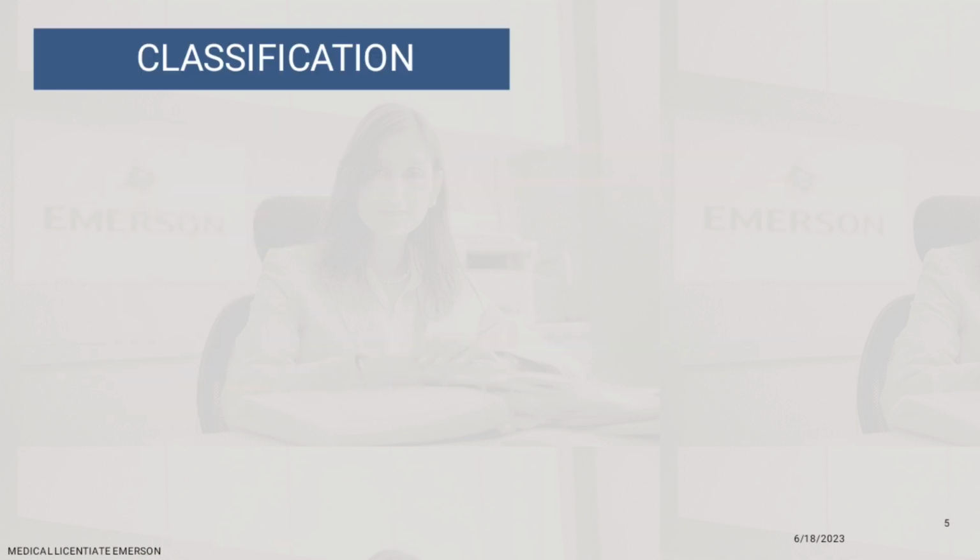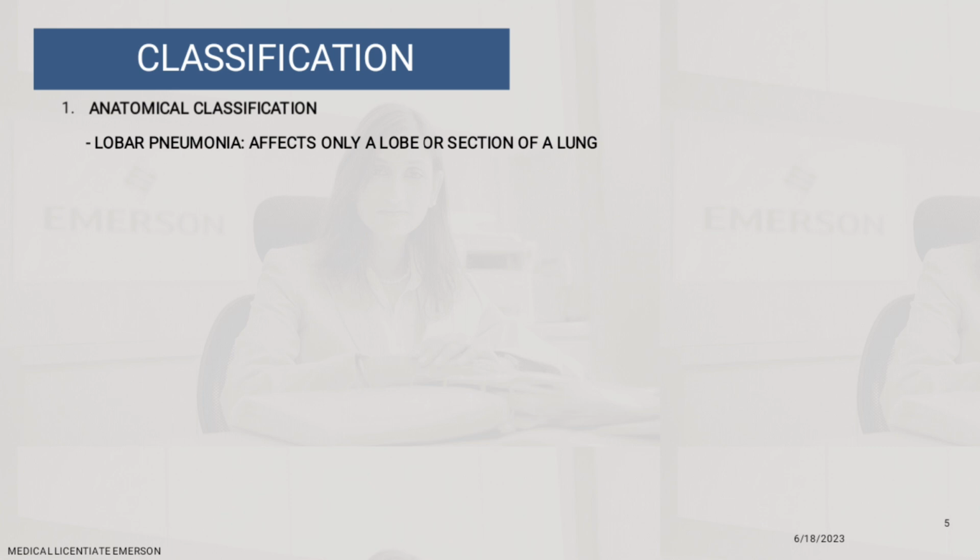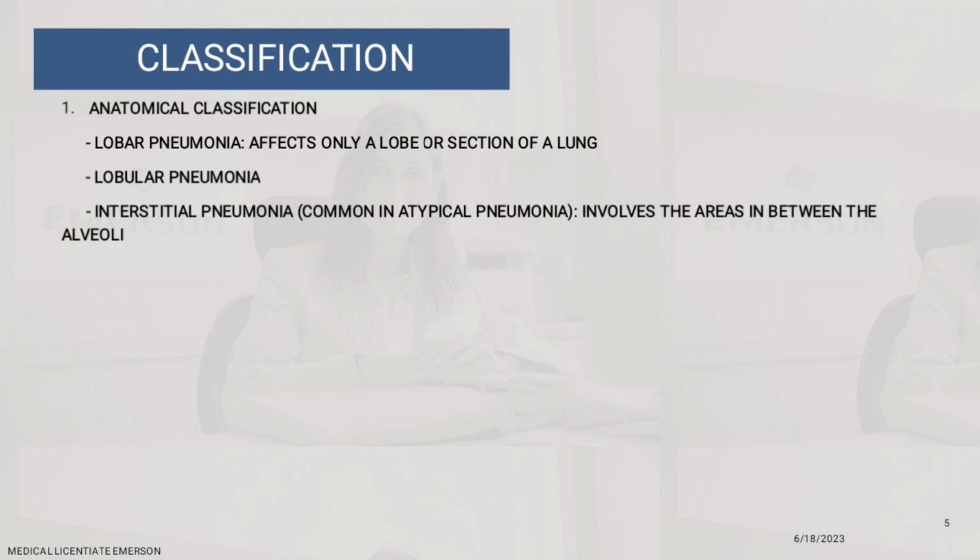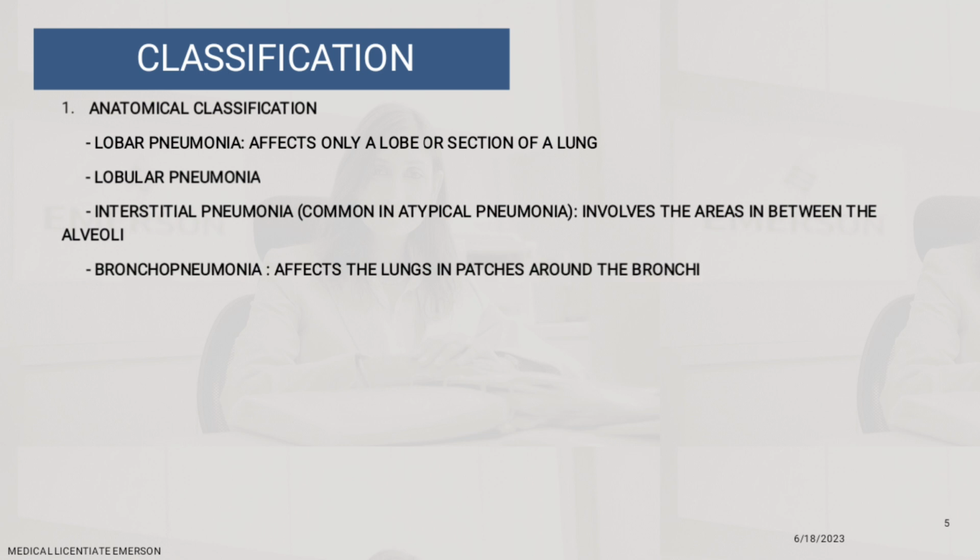Okay, then in terms of classification, pneumonia can be classified, number one, by anatomical classification, where we have lobar pneumonia, which affects only a lobe or section of a lung. You can have lobular pneumonia. You can also have interstitial pneumonia, which is common in atypical pneumonia, and it involves the areas in between the alveoli. And then you can also have bronchopneumonia, which affects the lungs in patches around the bronchi. So that's our number one classification.